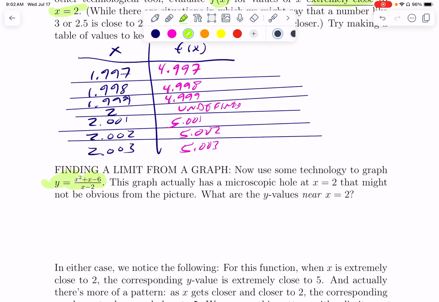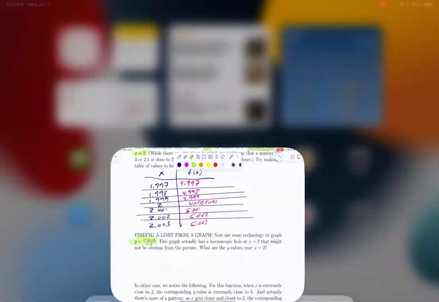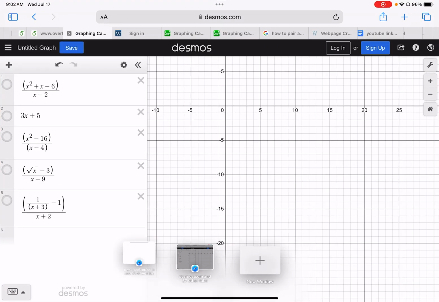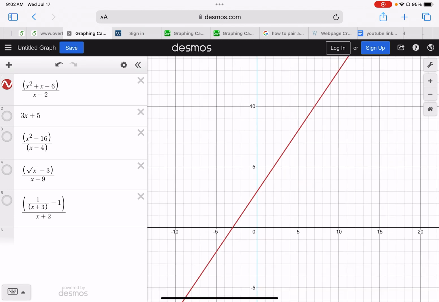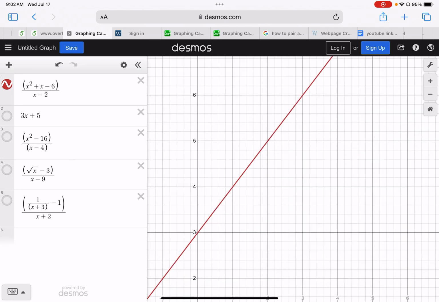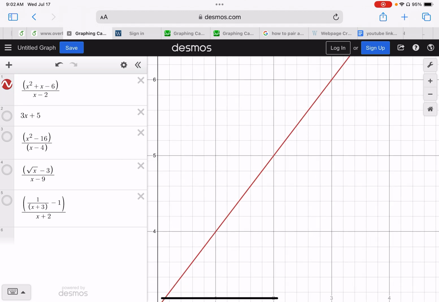Let's look at this graph and try to figure out what's happening near x equals 2. I already have this ready to go in Desmos. Here's our graph. Just looks like a line. Now, technically speaking, if we zoomed in really, really close, you see when we put in 2, it does recognize that it's undefined there. We have a tiny little hole. The hole's so small that you can't really see it unless you go in specifically at that point.